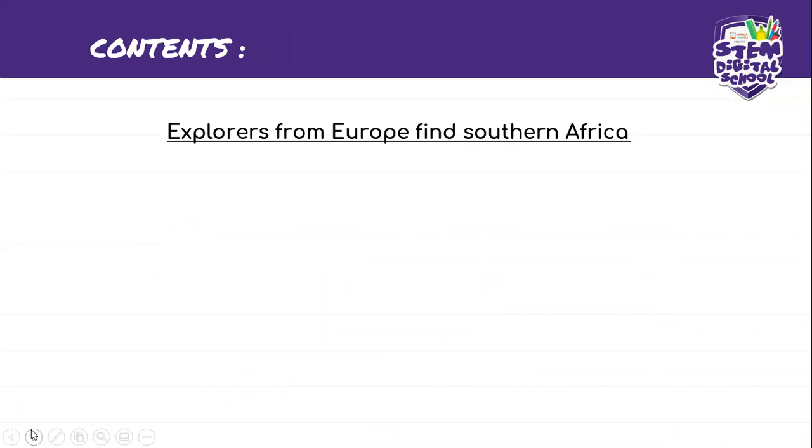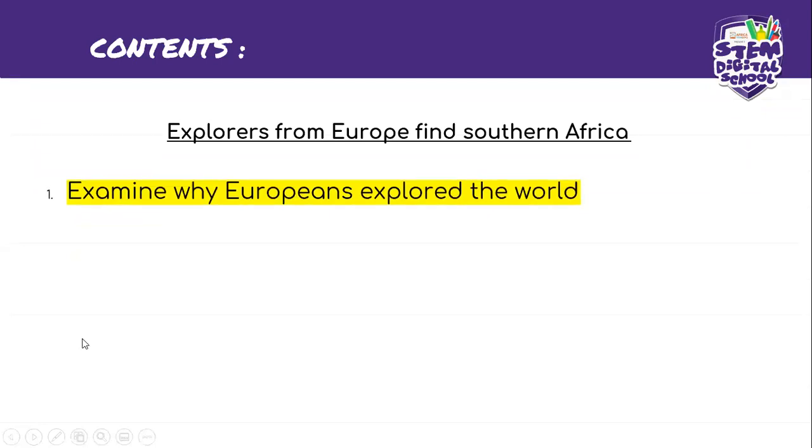Explorers from Europe find South Africa, okay? So the European Renaissance will link to South Africa, on how the explorers from Europe got into Southern Africa, which is South Africa. This chapter will be about that. But for today, our lesson will be based on examining why Europeans explored the world.